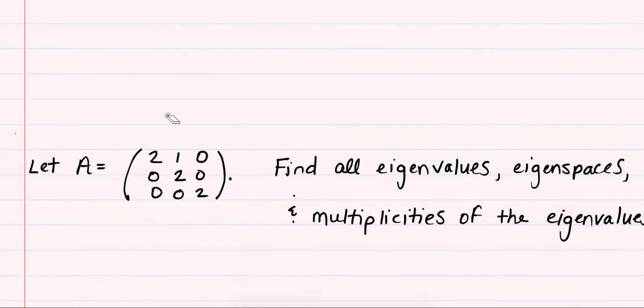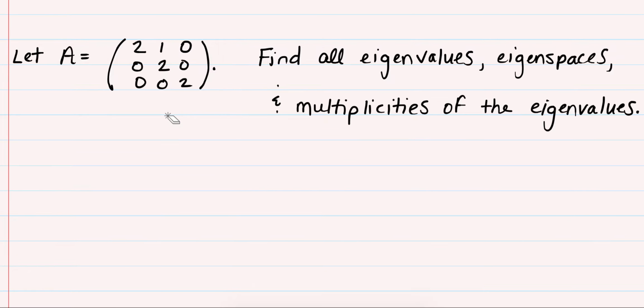Okay, so let's look at an example and put all of this together. I think that's the easiest way to understand it. So here I've given you a 3x3 matrix. I want to find all the eigenvalues, the associated eigenspaces, and the algebraic and geometric multiplicities of the eigenvalues. Okay? So what we're going to do, step 1, we're going to find A minus lambda times I.